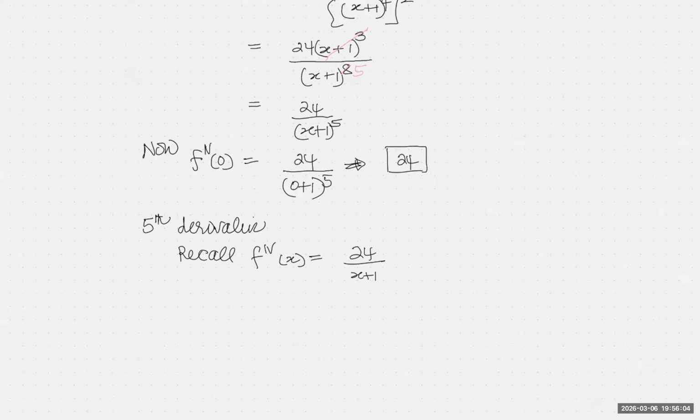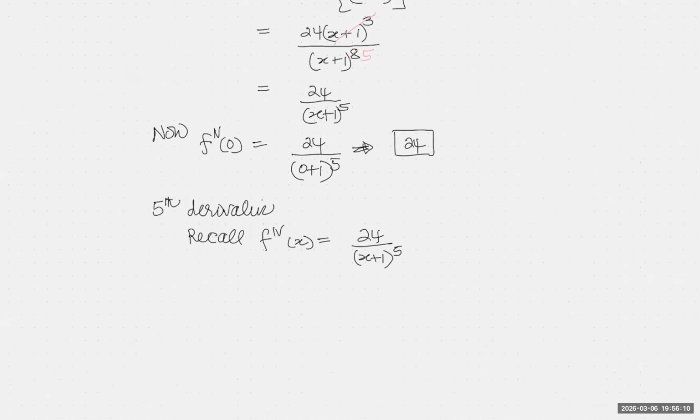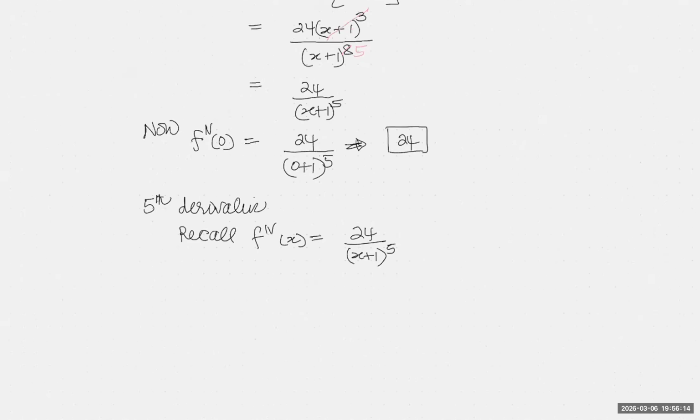All right, so f to the fifth is going to be the denominator times the differentiation of the numerator, minus the numerator times the differentiation of the denominator, all over the denominator squared.